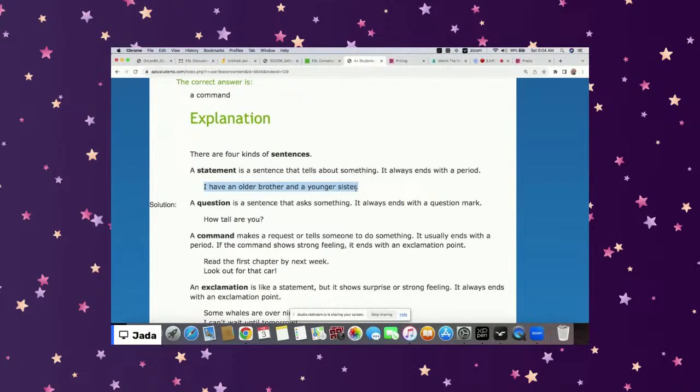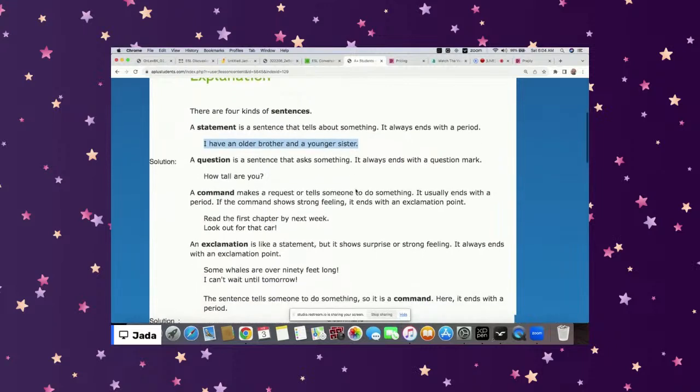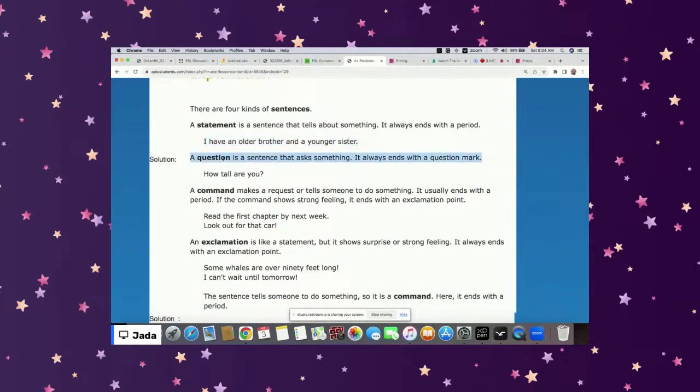Now, the next one is a question. A question is a sentence that asks something. It always ends with a question mark. How tall are you? So, when you have a question, it is asking you something. We all know how questions are. It ends with a question mark, and this is a question mark here just after how tall are you.